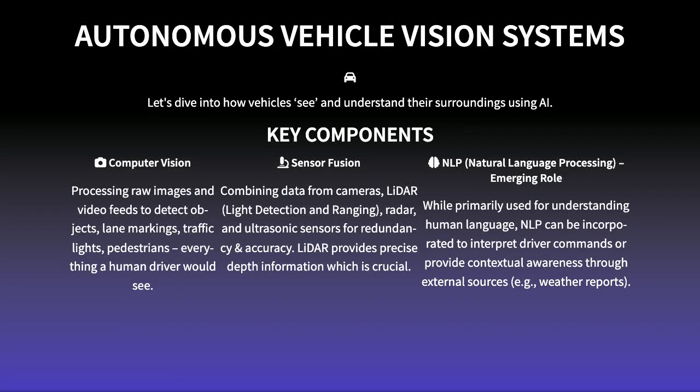Okay, so let's talk about how self-driving cars actually see. It's a really complex system built around three core areas: computer vision, which is basically teaching the car to interpret images like we do; sensor fusion, where data from different sensors like cameras and LiDAR are combined to create a more reliable picture of what's happening around it; and increasingly, natural language processing, helping the vehicle understand instructions or contextual information. It's all about building a comprehensive understanding of the environment.